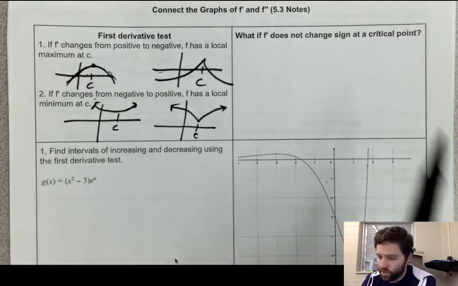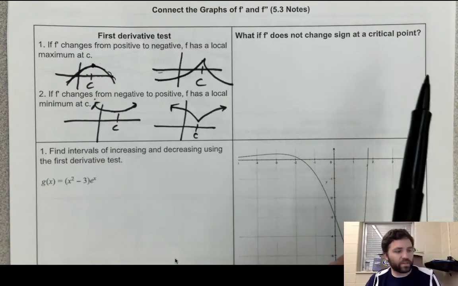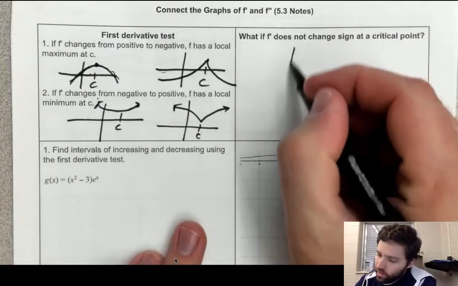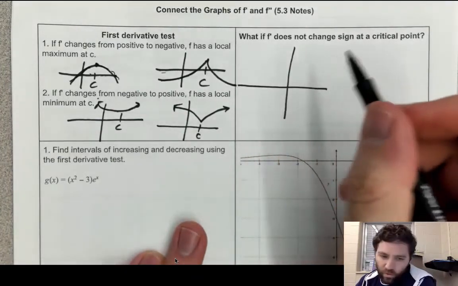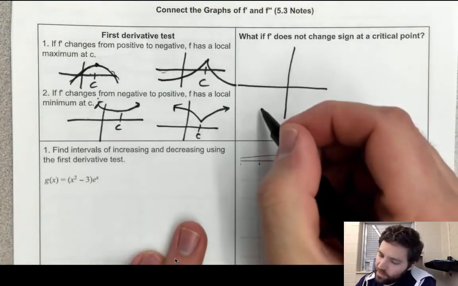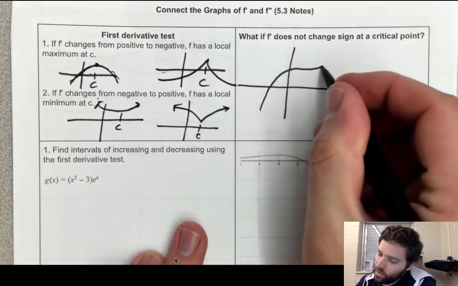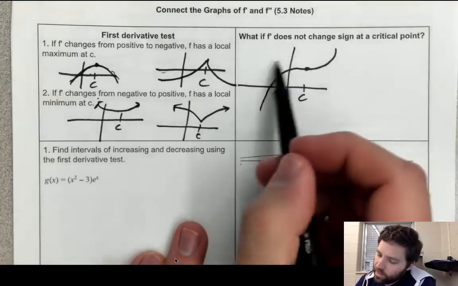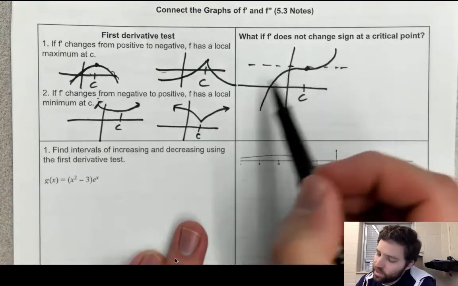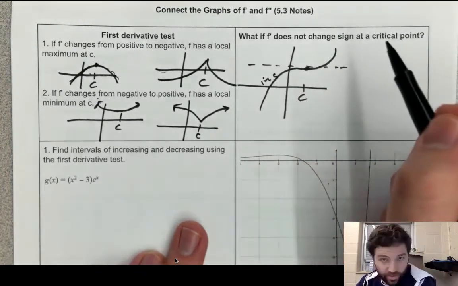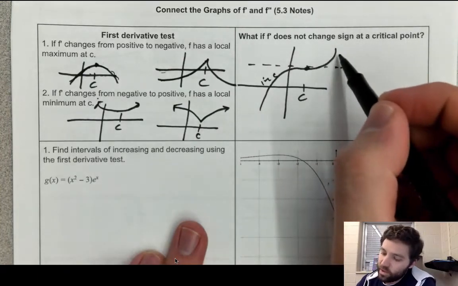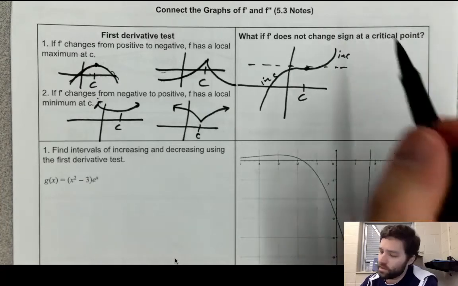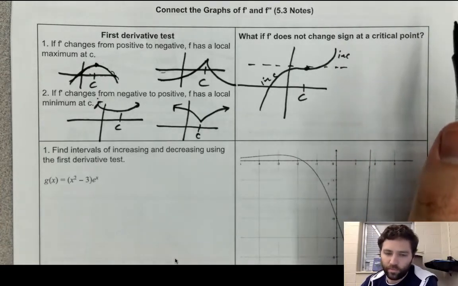What if f prime doesn't change sign at a critical point? Well, there's a few ways that this could happen, and I want to show you a couple of them. One, the one that's probably come up in class more frequently, is if you have something like this, where here is your c value, and you have a horizontal tangent there, but actually you've got increasing on one side, positive derivative, and increasing on the other side, positive derivative. So the critical point there is not going to result in a maximum or a minimum.